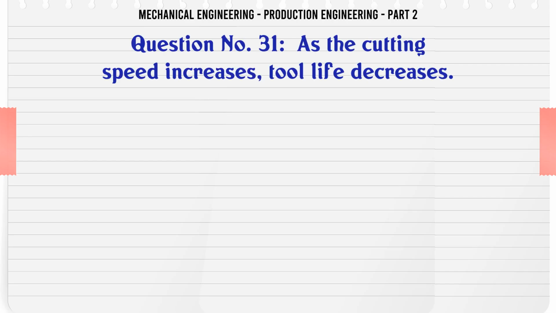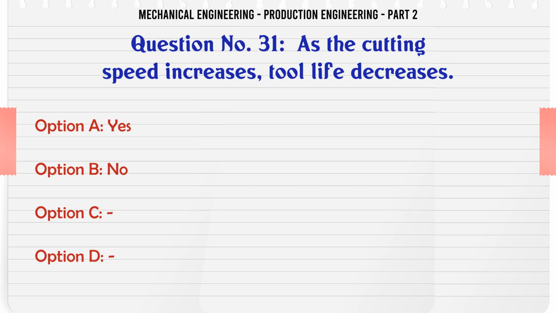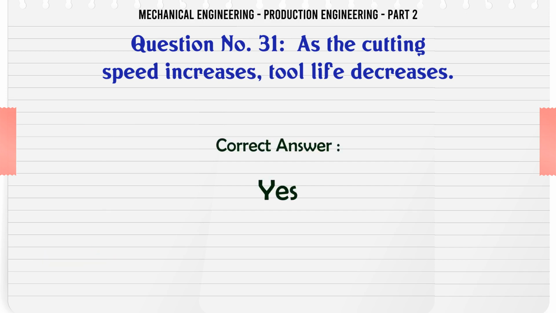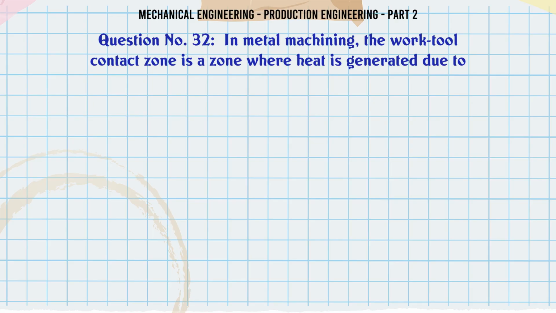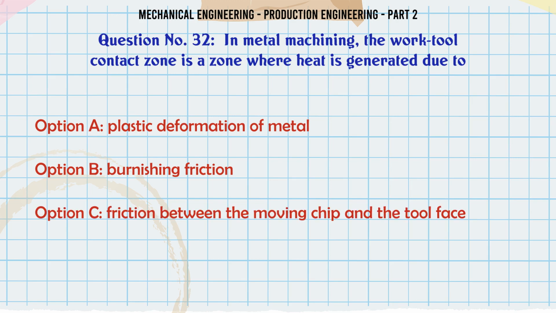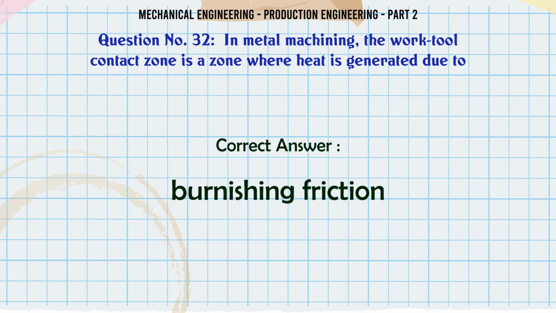As the cutting speed increases, tool life decreases. A. Yes. B. No. The correct answer is yes. In metal machining, the work tool contact zone is a zone where heat is generated due to A. Plastic deformation of metal. B. Burnishing friction. C. Friction between the moving chip and the tool face. D. None of the above. The correct answer is burnishing friction.